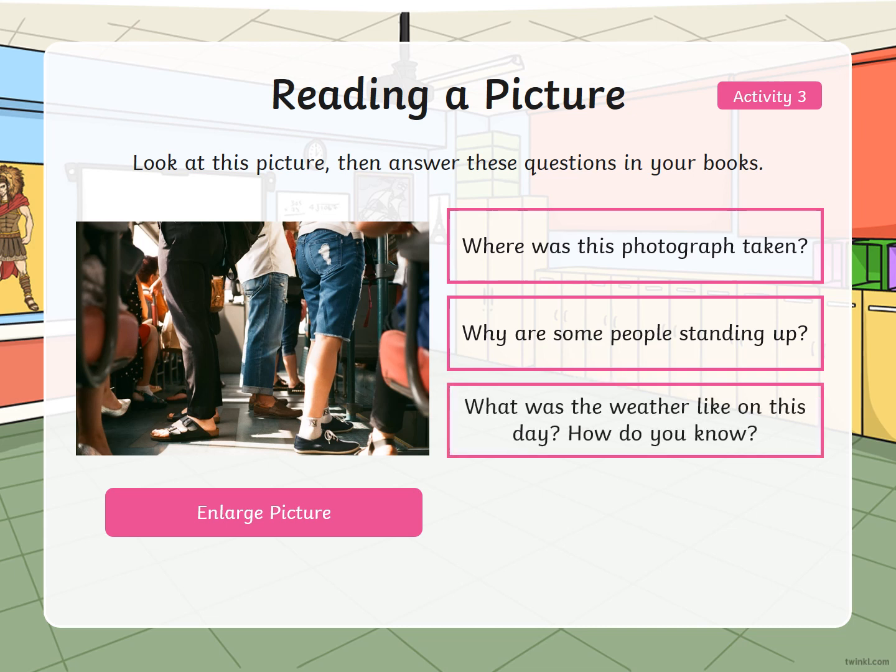What was the weather like on this day and how do you know? So explain how you know. So do you think it was raining? Do you think it was sunny? Do you think it was hot? Do you think it was cold? Okay, and explain how, the reasons behind you knowing.